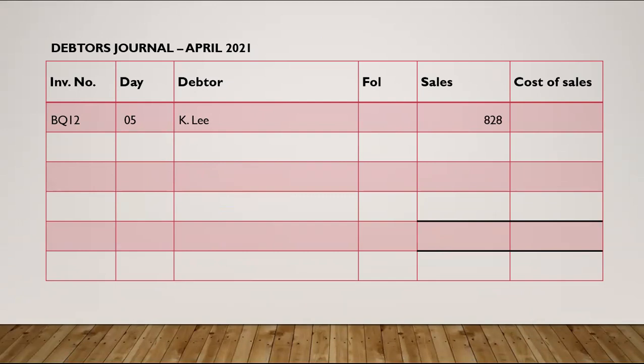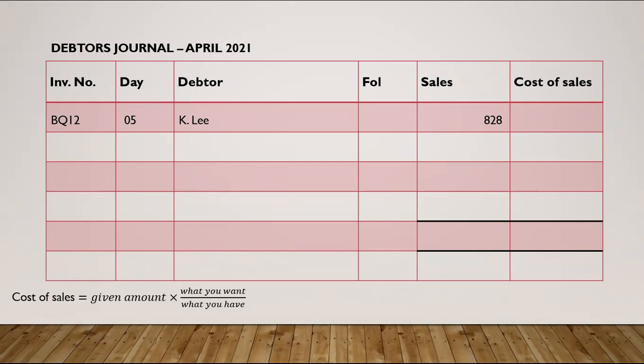We are missing cost of sales. And for you to calculate cost of sales, you need to remember this formula here. You will take your given amount, which is sales, you multiply it by the percentage that you want, and you divide by the percentage that you have.